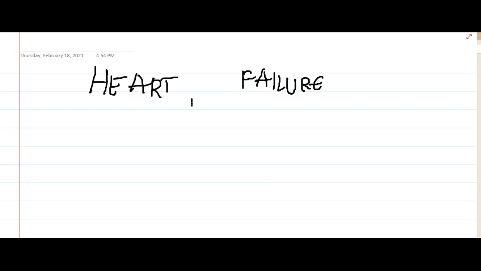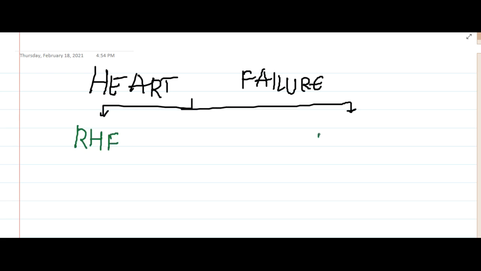Hello friends, let us now learn some important points about heart failure. We can divide heart failure into two types. One is right heart failure, the second is left heart failure. So in pathology, why do we have right heart failure or left heart failure?